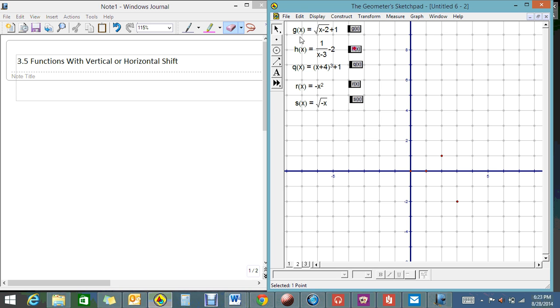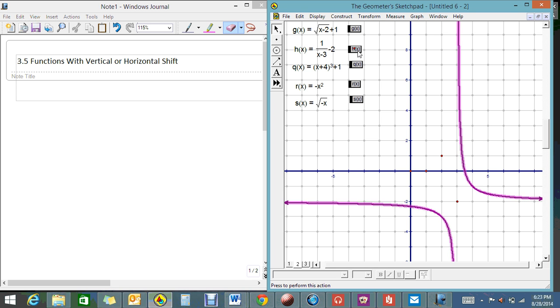Okay, let's try again. There we go. Okay, so see how it looks just like the way it would if it were here. Only this now is our new origin. This is my asymptote. I have an asymptote at 3, and I have a horizontal asymptote at negative 2, which is right where this told us to shift.